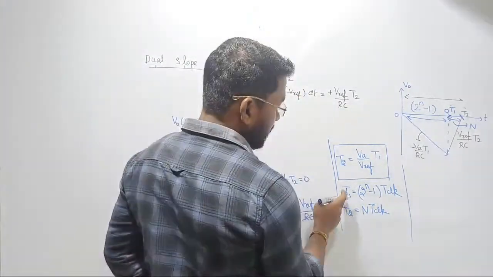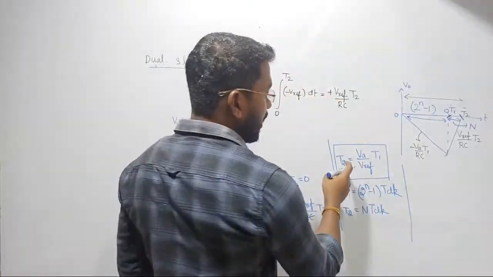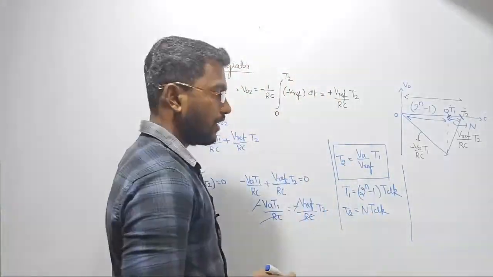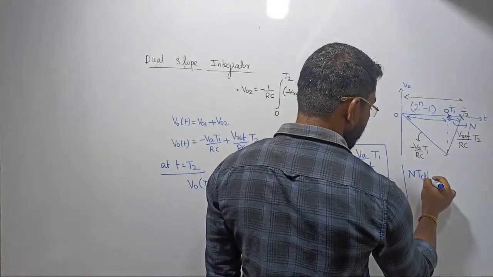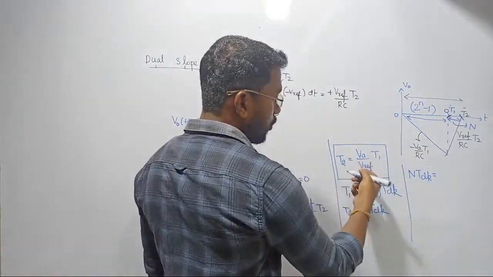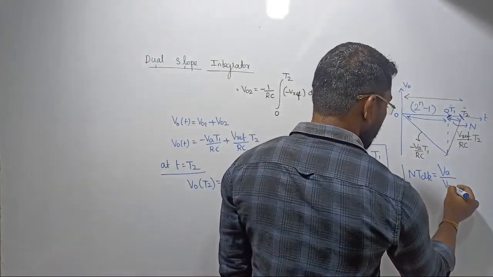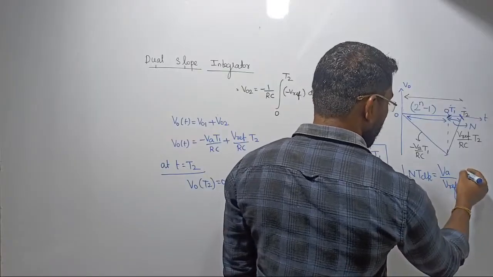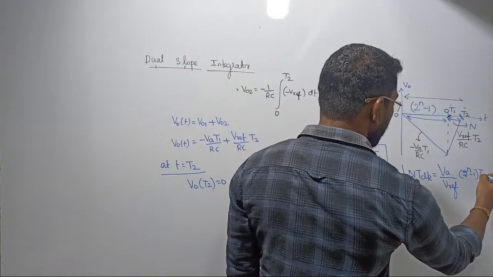So T1 can be replaced by 2 power n minus 1 into T clock. Of course, T2 also can be replaced by n times of T clock, such that I can say T2 can be considered as n times of T clock, that is the number of cycle, which should be equal to analog voltage VA upon V reference, of course into time period T1, that can be replaced by 2 power n minus 1 times of T clock, right?